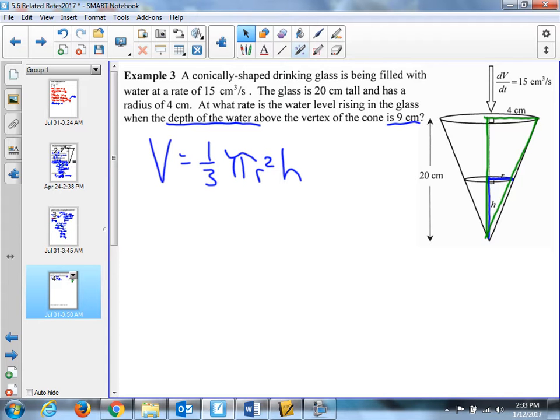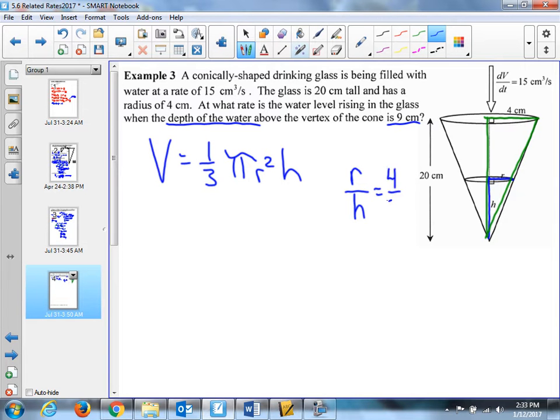Okay. So how do we set this up? Do you guys remember similar triangles, how to set these things up? Well, the ratio of the radius to the height, where do we actually know measurements for the radius compared to the height? The big triangle, 4 to 20.